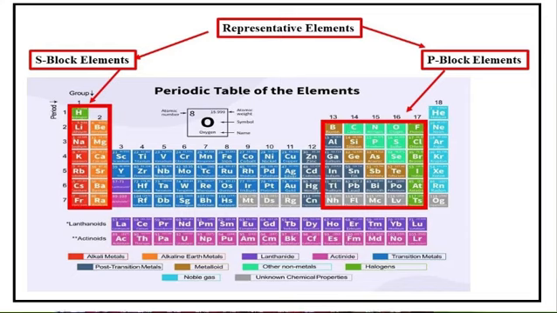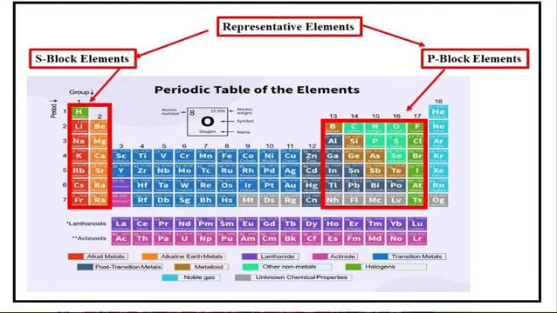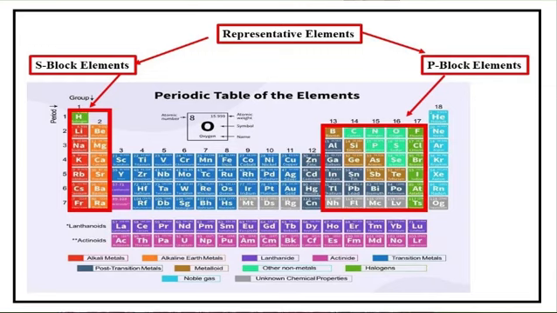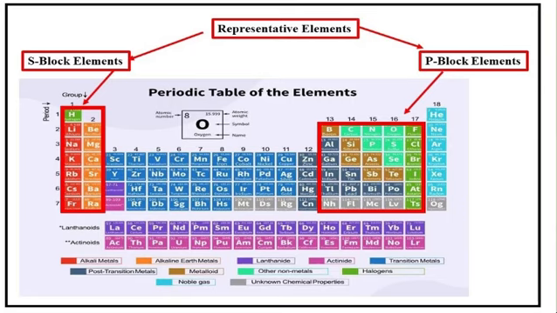Second one is representative elements. S block and P block elements are known as representative elements. Elements of group 1 and 2 in the modern periodic table are called S block elements, whereas elements of group 13 to 17 in the modern periodic table are called P block elements.